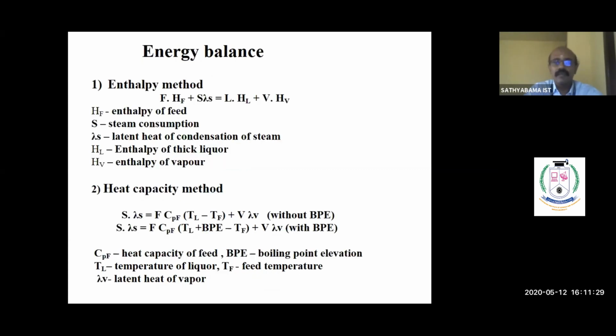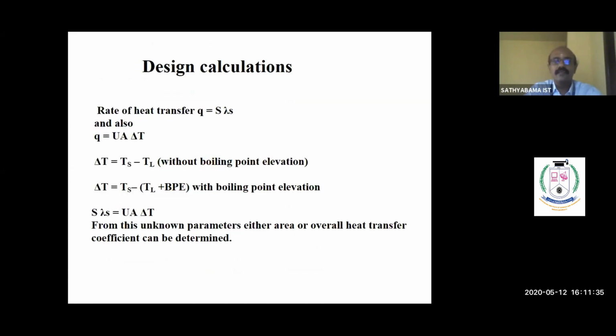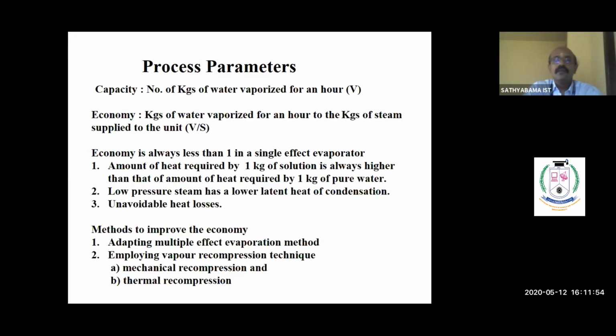Then the energy balance can be solved by two methods: one is the enthalpy method as well as the heat capacity method. Then finally design, that can be given by S lambda S is equal to UA delta T. In problems, either area or overall heat transfer coefficient has to be determined. If area is to be determined, the overall heat transfer coefficient value will be given in the problem. With respect to that, area can be calculated. Again, vice versa. So the process parameters which are involved in the evaporation process are capacity.